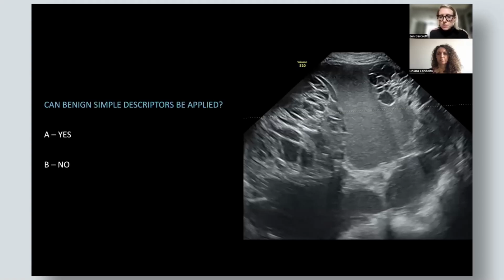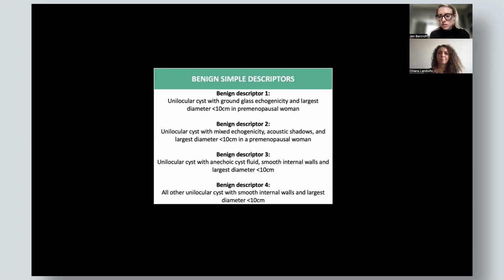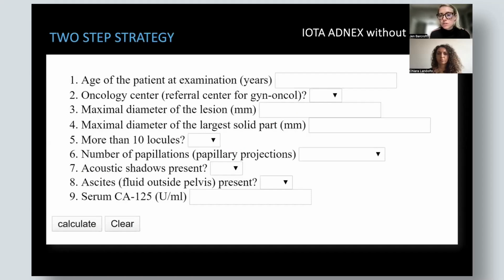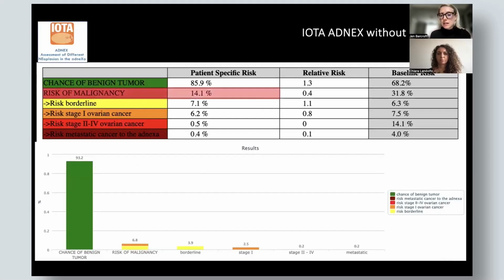So can benign descriptors be applied? Now, I hope we're getting the hang of the two-step strategy and when to use it. So we have got a multilocular solid adnexal mass. Therefore, benign descriptors cannot be applied because we don't have a unilocular mass. So we then need to go forward to the two-step strategy, and we apply ADNEX in the second step. These are the features that we will extract from the lesion, and then we calculate ADNEX.